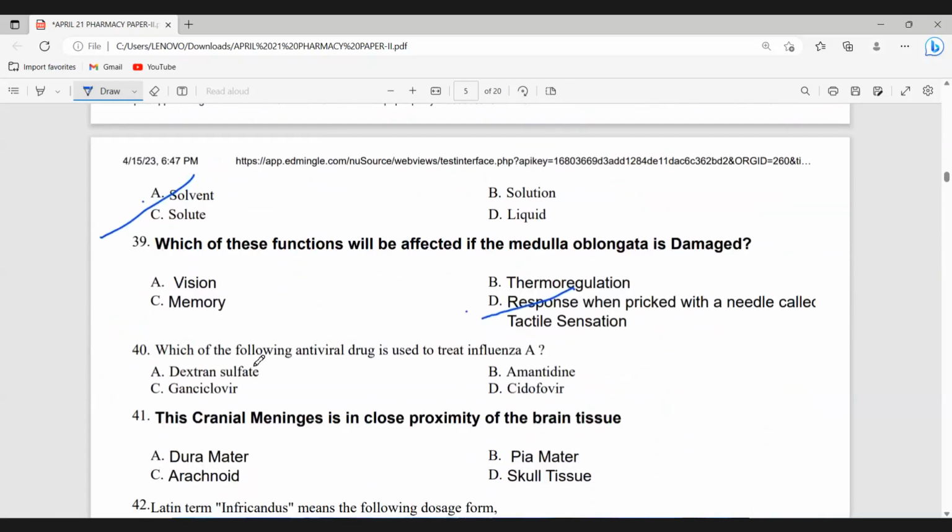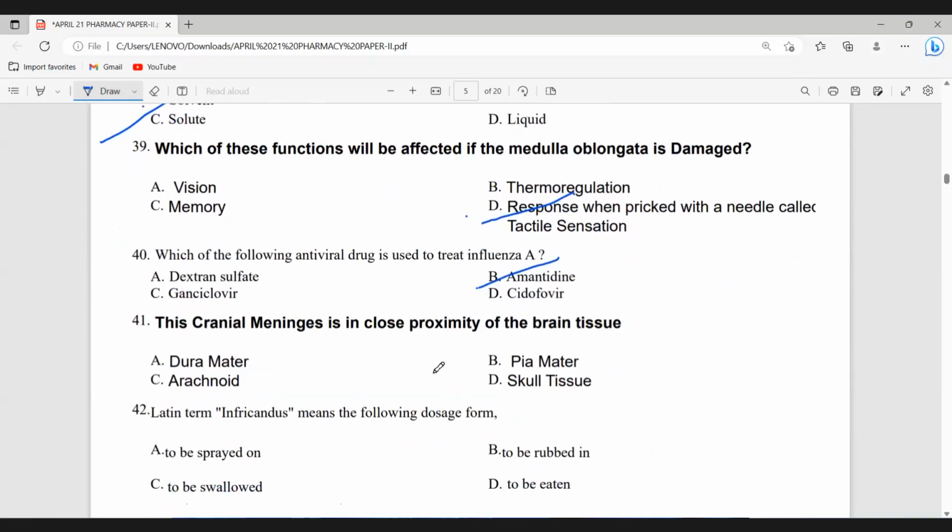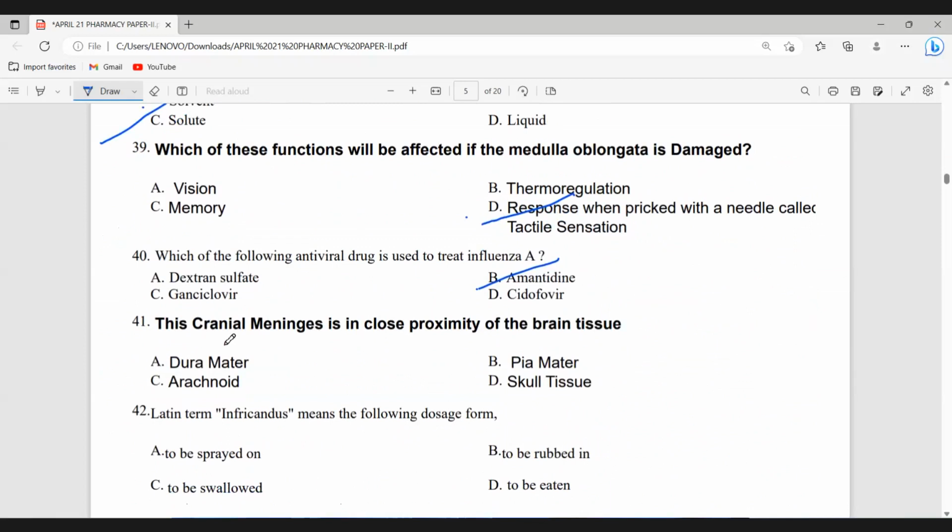Response when pricked with a needle is called tactile sensation. Then 40. Which of the following antiviral drug is used to treat influenza A? This is a direct question, that is amantadine. Then 41. This cranial meninges is in close proximity of the brain tissue. This is a direct question. That is pia mater. Dura mater is the tough outermost layer. Pia mater is the delicate innermost layer.